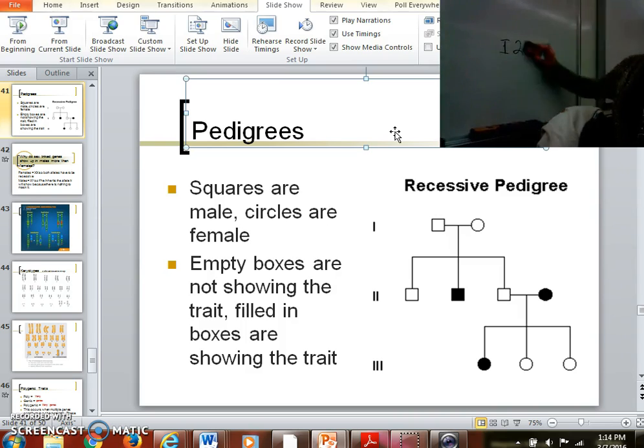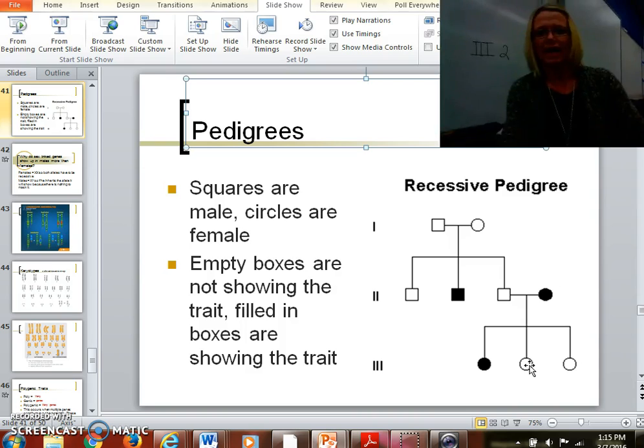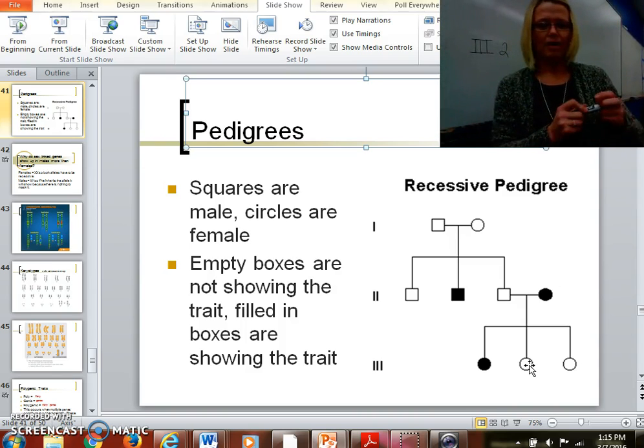Let's try it again. Let's say I wanted to say, is this person affected? So we go down to row 3, find that the second individual is unaffected. Okay? Does that make sense? Just so that you know how they identify the different people in a pedigree.